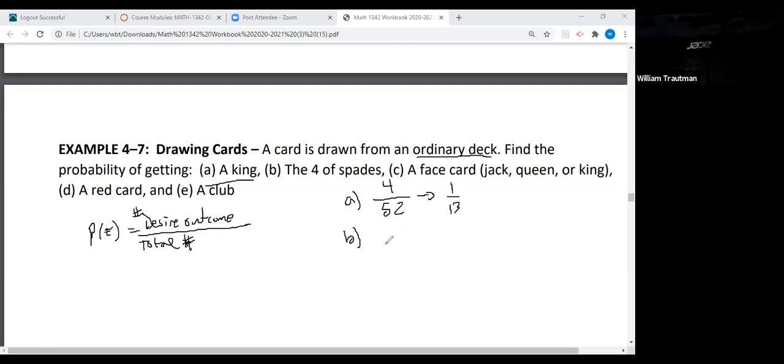B, the 4 of spades. A card is drawn from an ordinary deck. Find the probability of getting the 4 of spades, not 4 spades. There are 52 cards in a deck. How many 4 of spades are there? 1. Yeah, there's only 1 4 of spades. There's 1 4 of spades, 1 4 of hearts, 1 4 of diamonds, 1 4 of clubs. So 1 over 52, and it doesn't reduce. So that's the answer to B.